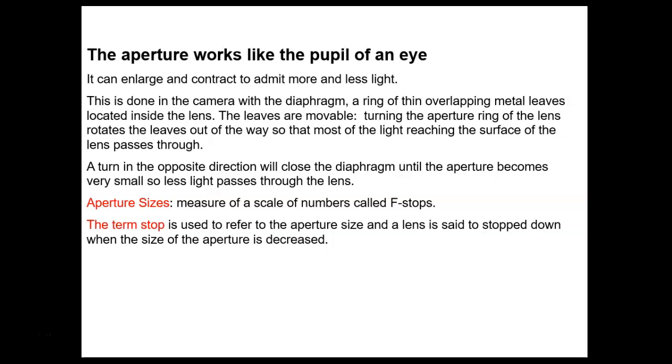We're going to be setting the aperture since we have a digital computerized camera through the computer. But basically it rotates the leaves out of the way so that most of the light reaching the surface of the lens passes through. A turn in the opposite direction will close the diaphragm until the aperture becomes very small, so less light passes through the lens. So these little sizes or aperture sizes are called f-stops, and they're a scale of numbers that you will see in your camera.